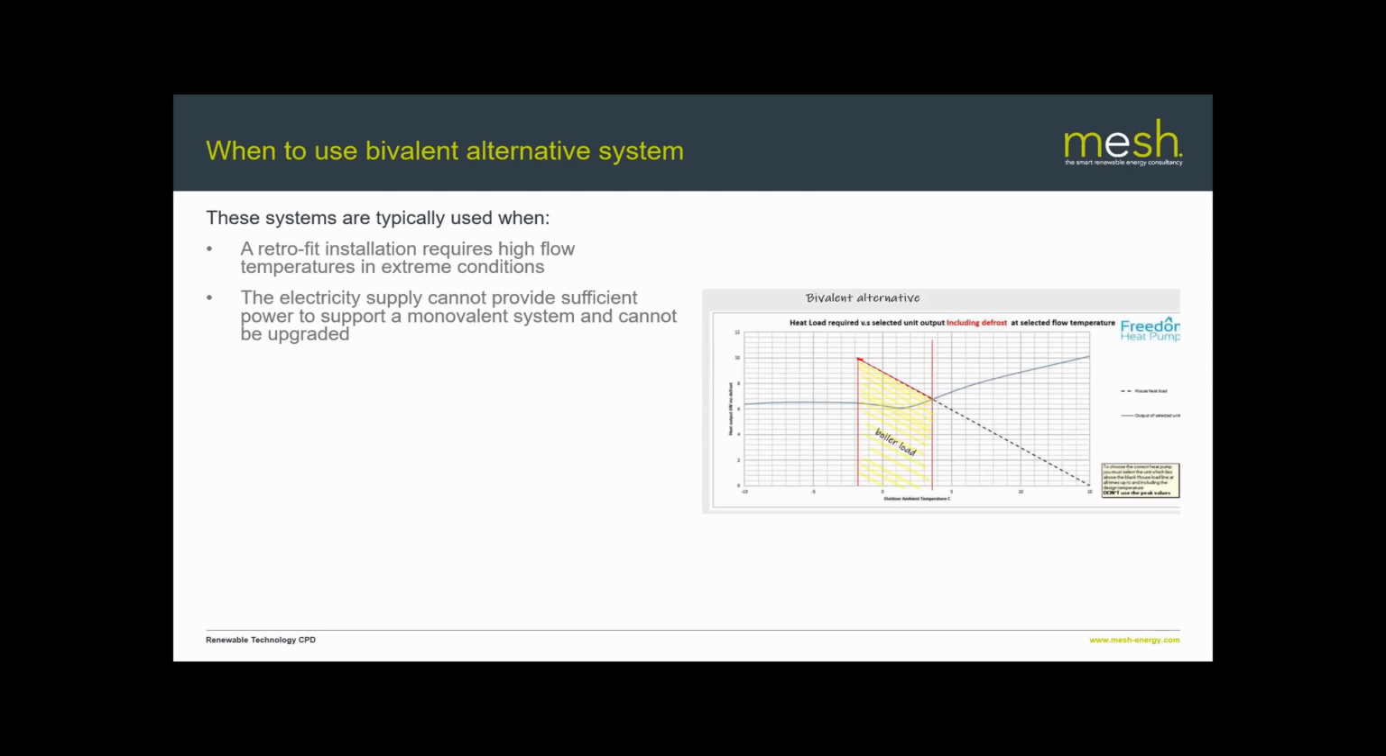You may also use this where the electricity supply can't be sufficient to support a monovalent system. So again, the bigger the heat pump you put in, you could move the blue line up by putting a bigger heat pump in, and you could get it so that it will do the 10 kilowatts at minus 2, but it will then use more electricity. It might be your electricity system can't support that, so you put a smaller heat pump in so that the electricity system will cope without upgrade.